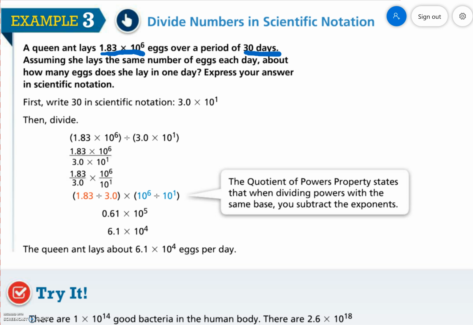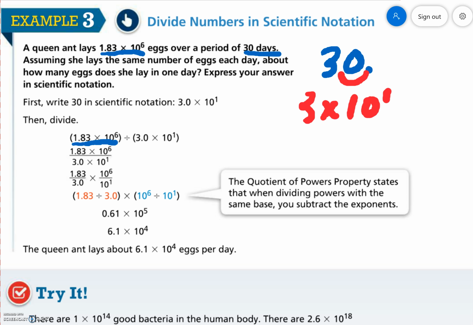So we have to divide. We need both numbers to be in scientific notation first. Well, the number of eggs she lays was already there, but 30 is not scientific notation. Our decimal is there. We need to move it once. So it's 3 times 10 to the first power, which is where they have here.